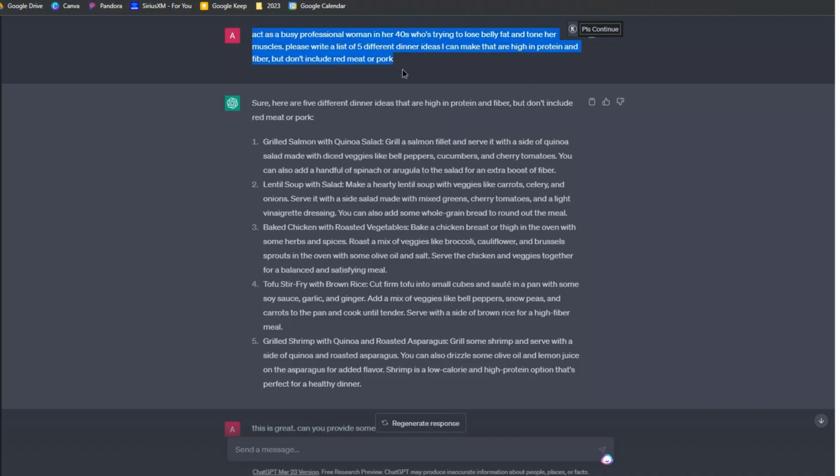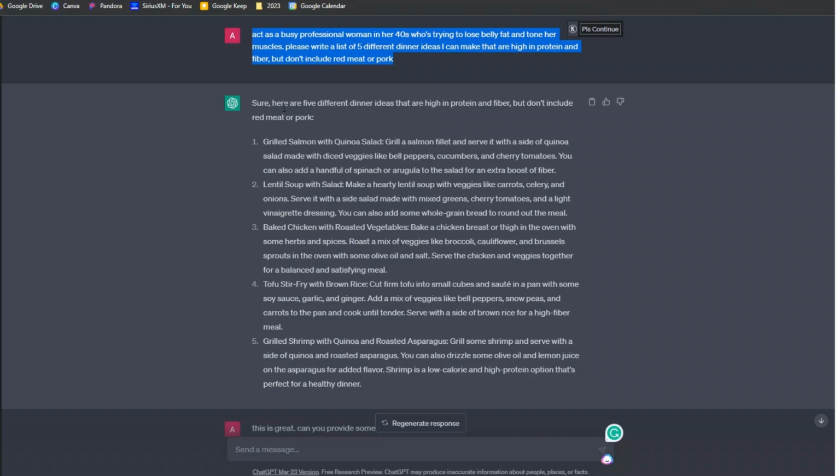So my first prompt is right here. Act as a busy professional woman in her 40s who's trying to lose belly fat and tone her muscles. Please write a list of 5 different ideas I can make that are high in protein and fiber, but don't include red meat or pork. So this would be an example of something that you could do.